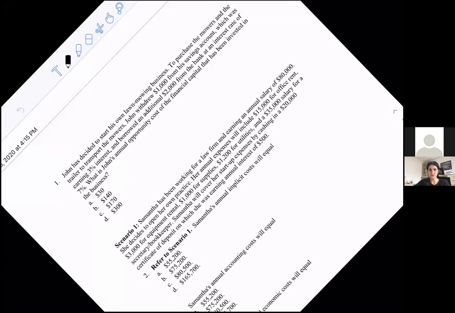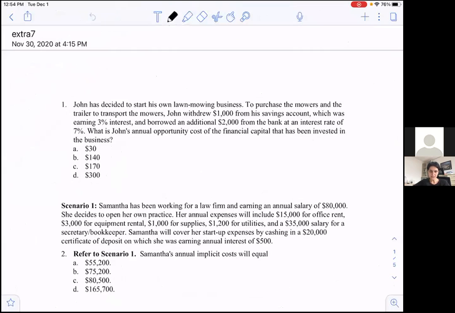Okay. So John has decided to start his own lawn mowing business. To purchase the mowers and the trailer to transport the mowers, John withdrew $1,000 from his savings account, which was earning 3% interest, and borrowed an additional $2,000 from the bank at an interest rate of 7%. Okay. What is John's annual opportunity cost of financial capital?